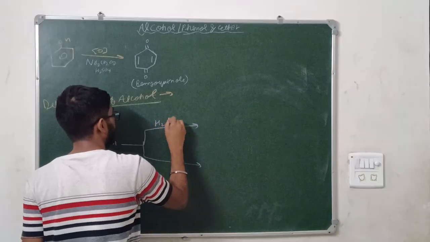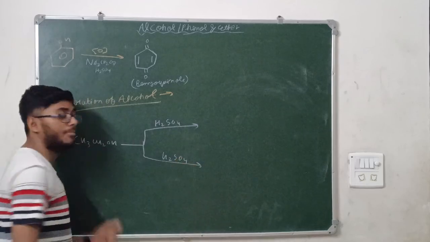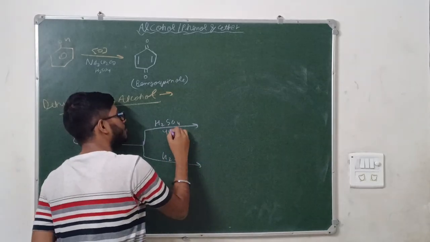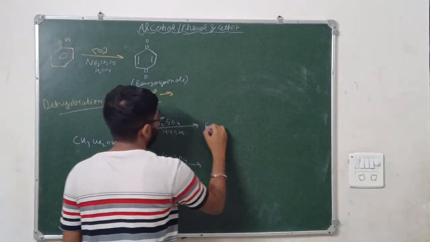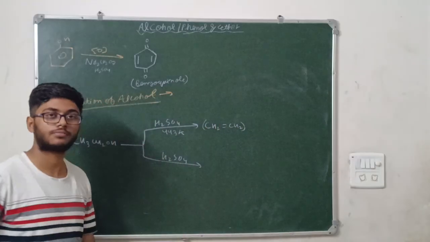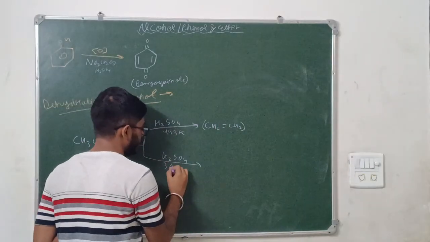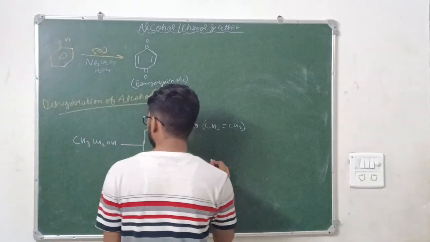First of all, we can add H2SO4. H2SO4 is constant. You can add here. First temperature is what? 443 Kelvin. So what will you make at 443 Kelvin? It will make a simple ethene. If you decrease the temperature to 368 Kelvin, what will it make? It will make C2H5OC2H5.